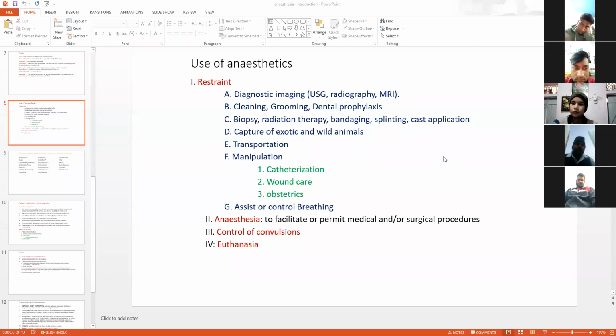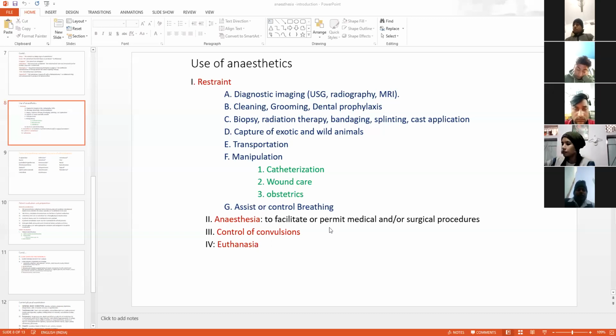What happens if you give these drugs? Suppose you give barbiturates or diazepam, then the basic function of the drug is to increase the threshold of epileptic seizure. And by using these types of drugs, we can control convulsions.